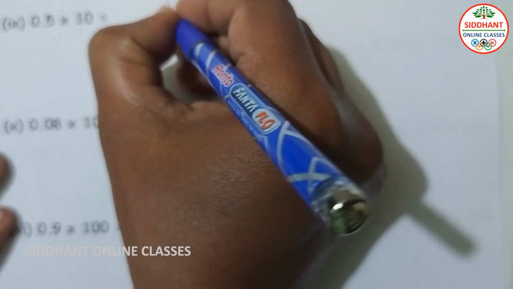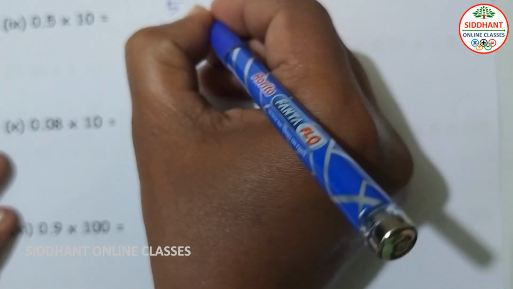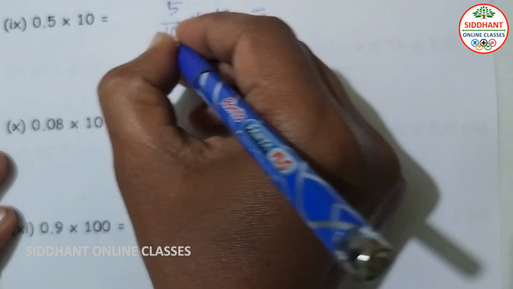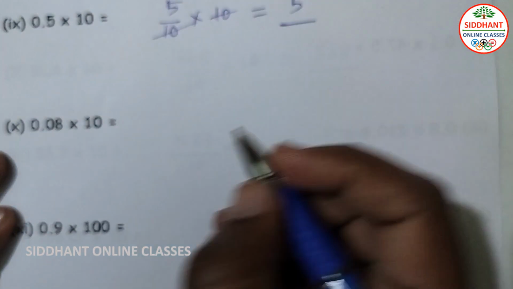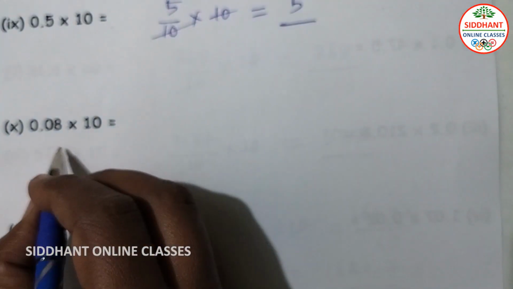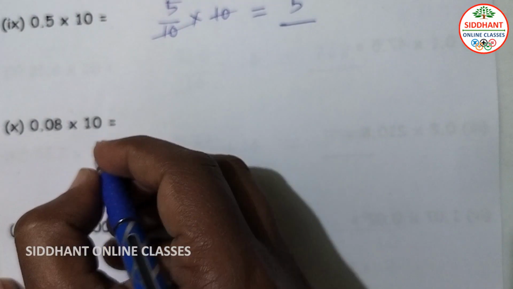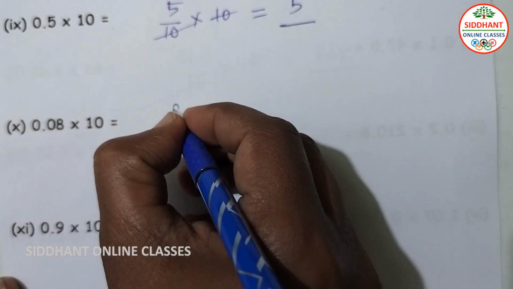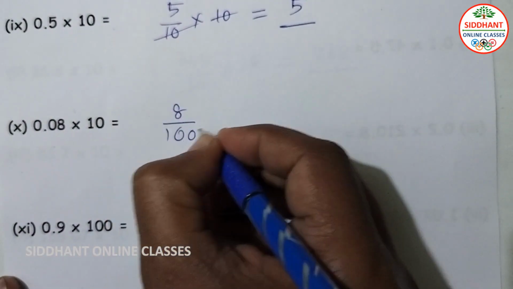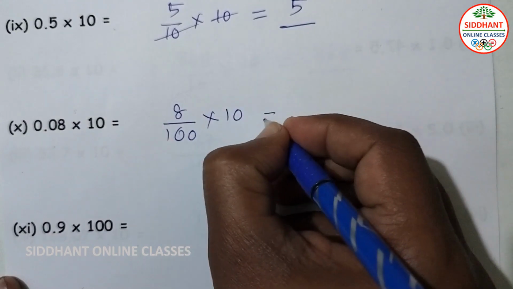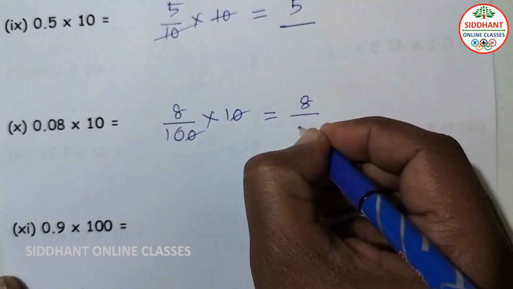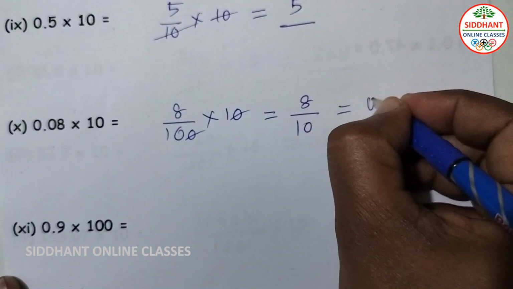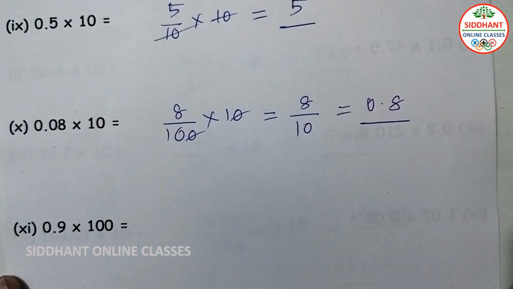Ninth one, 0.5 into 10. So here 5 by 10 into 10. 10 cancel, we get 5 here. 10th one, 0.08 into 10. So here 8 by 100 into 10. 0 0 cancel. 8 by 10, that equal to 0.8.